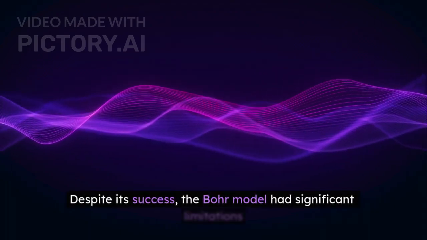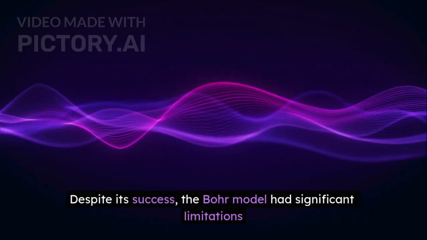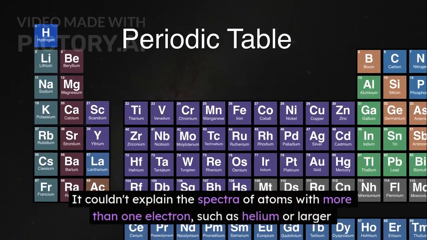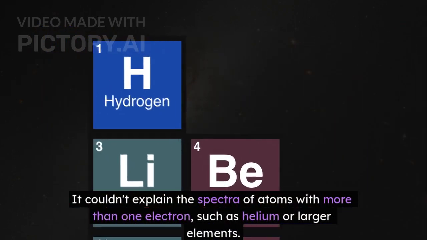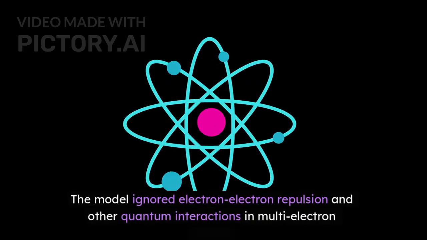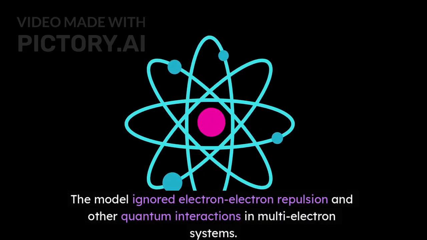Despite its success, the Bohr model had significant limitations. It couldn't explain the spectra of atoms with more than one electron, such as helium or larger elements. The model ignored electron-electron repulsion and other quantum interactions in multi-electron systems.